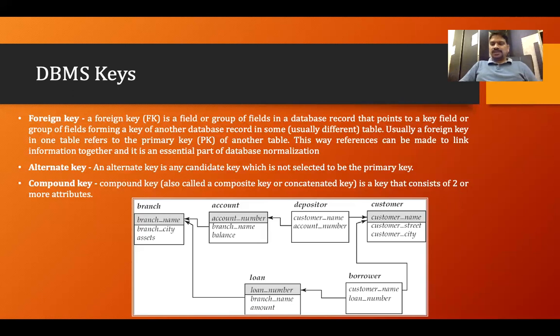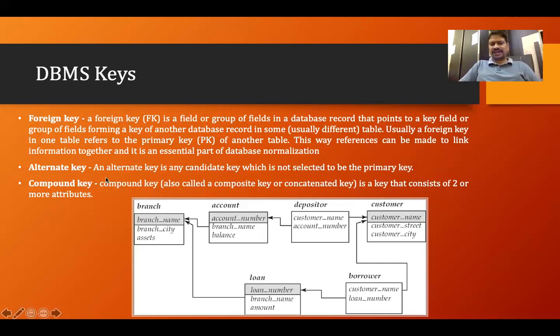So one table's primary key can become other table's foreign key. What is one table's primary key, the roll number in the student table, will become the foreign key in the library table. In that way they can join and they can make a relationship between the student table and the library table. Okay, so that is the significance of foreign key.